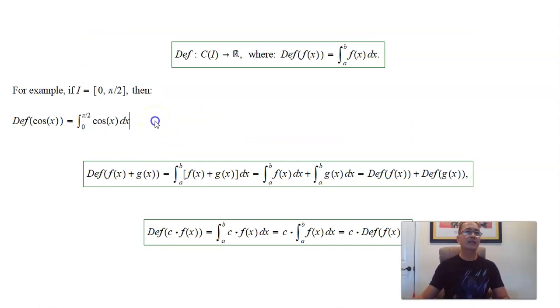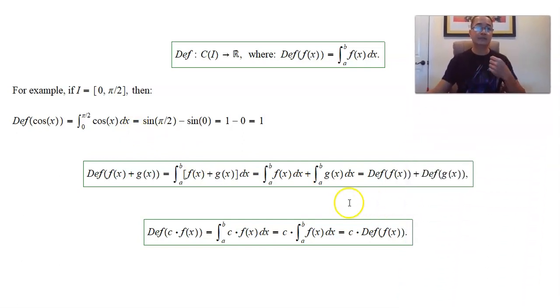Okay, so what is the antiderivative for cosine? Everybody knows it should be sine of x. Okay, but we evaluate it from 0 to pi over 2. So that is sine of pi over 2 minus sine of 0. Everybody knows that sine of pi over 2 is 1, sine of 0 is 0, so we get 1. Okay, so why is this a linear transformation?